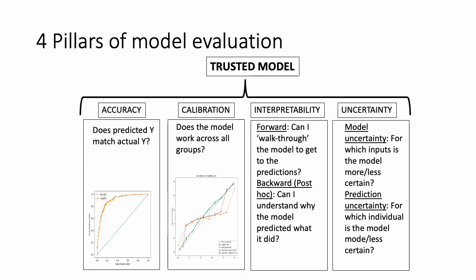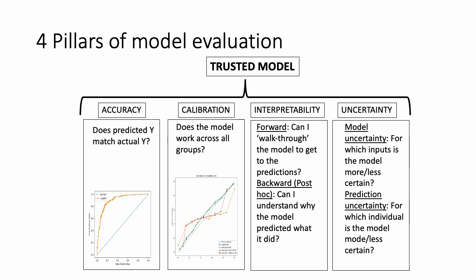So I tend to group the categories of model evaluation under 4 pillars. These are accuracy, calibration, interpretability, and uncertainty. Again, this is my own categorization, and as we go through these sessions, you'll see that there's a lot of overlap, and in some instances we'll discuss them under different parts. But at the end of the day, I think most models we tend to think of along these groups. And so accuracy, we're basically asking the question: does the predicted value of y match the actual value?